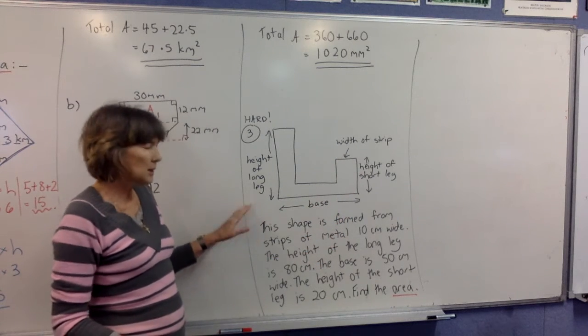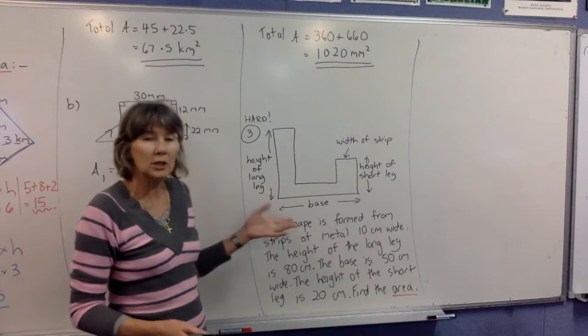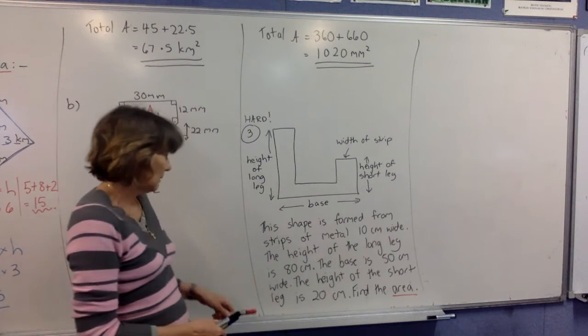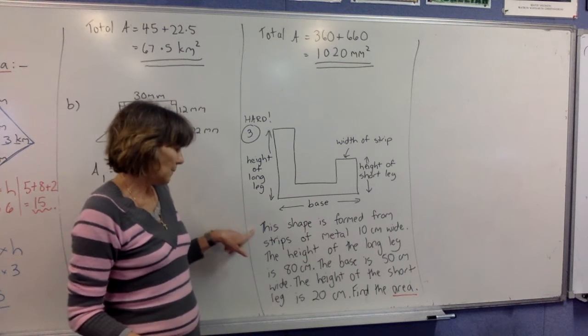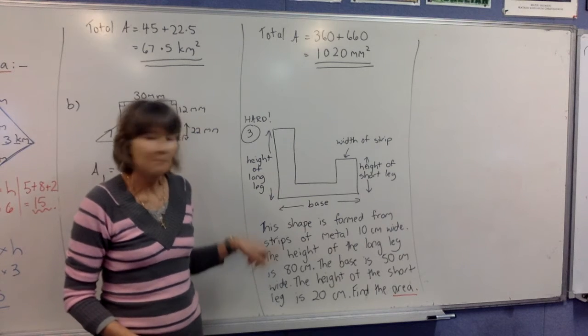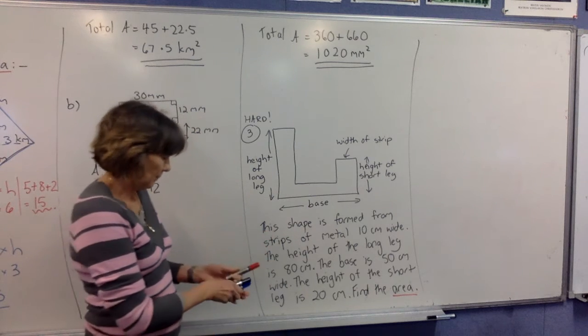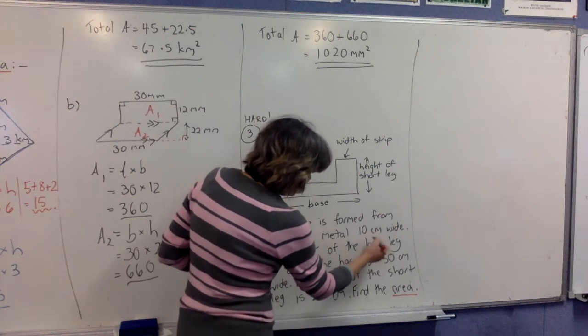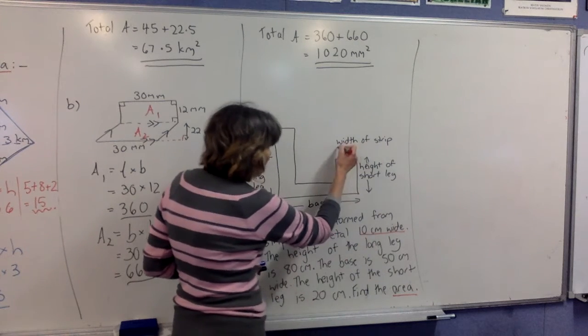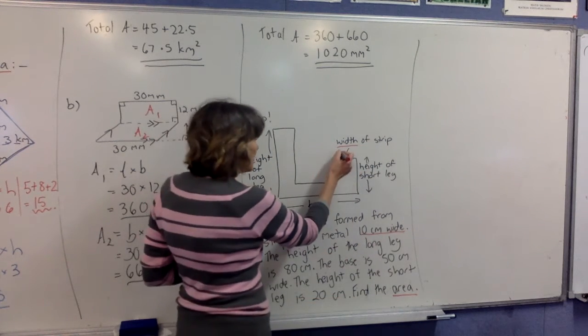So down here, it tells you some more information, and we have to actually write the numbers on that they're telling us. So it says, this shape is formed from strips of metal 10 centimetres wide. Well, 10 centimetres wide is telling you width. So we're going to write 10 centimetres up here.